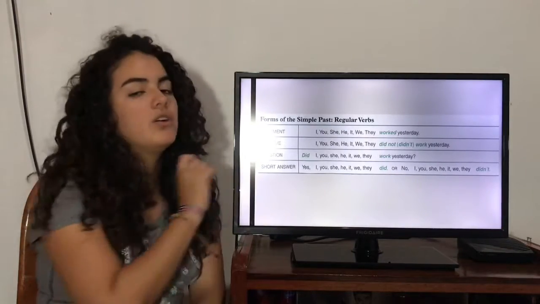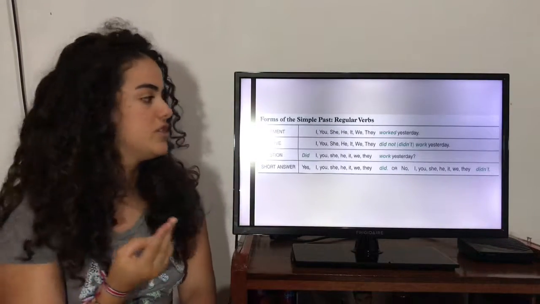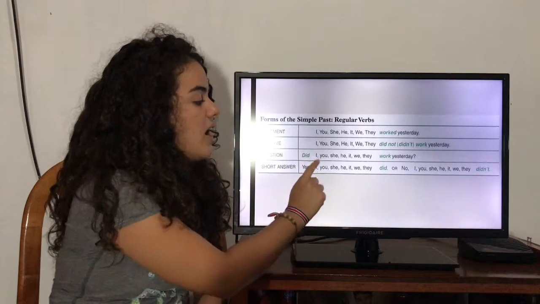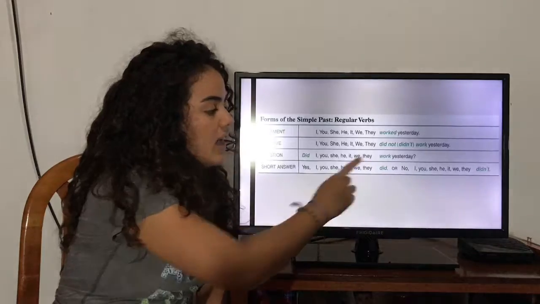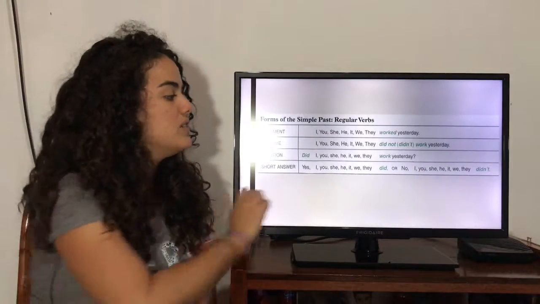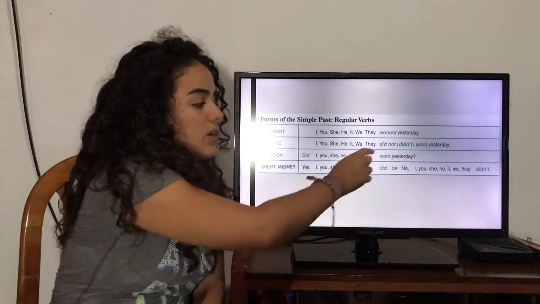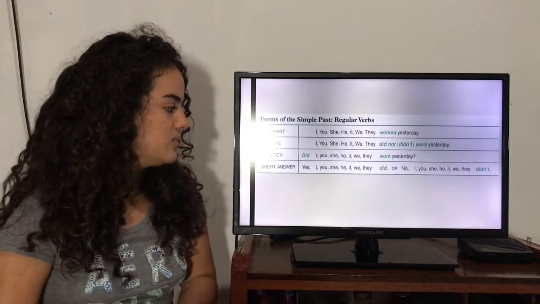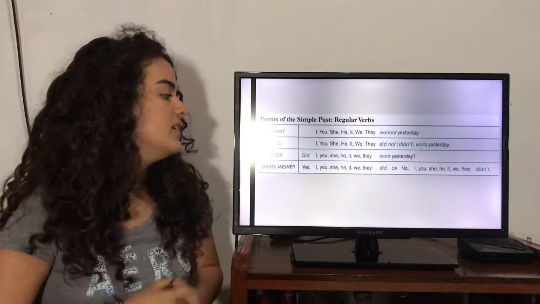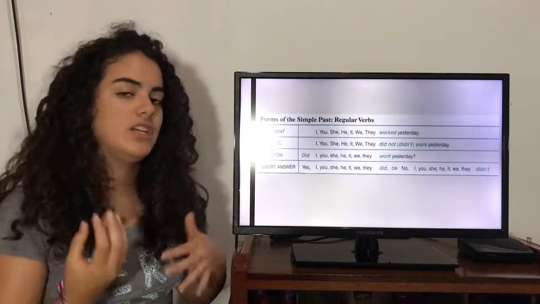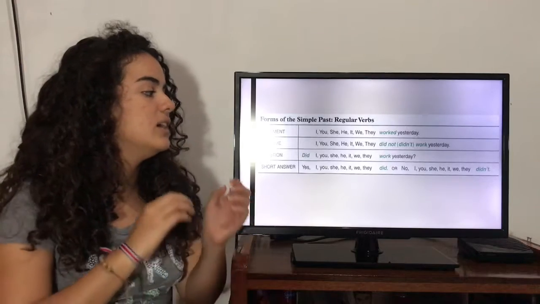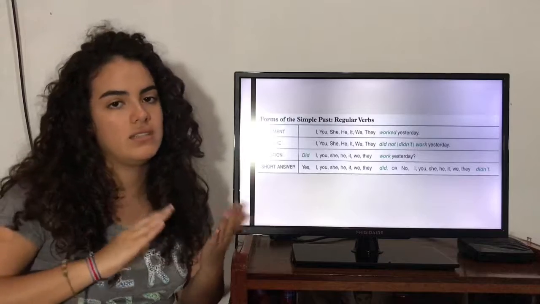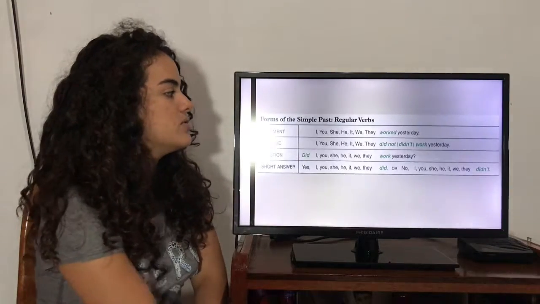So for the question, we are going to do the same subject-verb inversion. The auxiliary goes at the beginning of the sentence. Did I, you, she, he, it, we, and they work yesterday? And notice that the verb is in the simple form. And now we have the short answer for the question. Yes, they, she, he, it, I, you, we did. Or no, I didn't or did not. So those are the short answers.